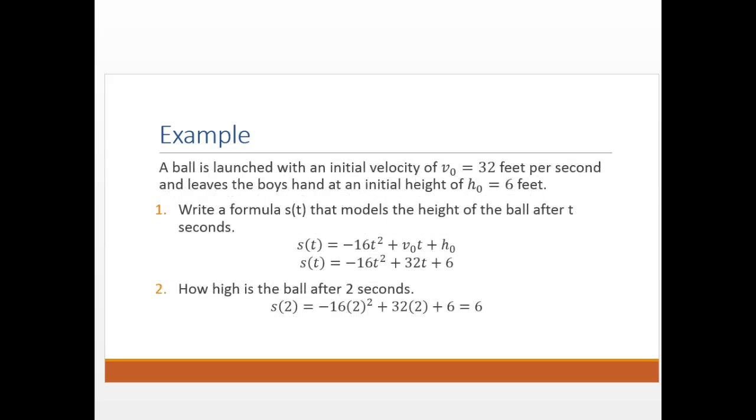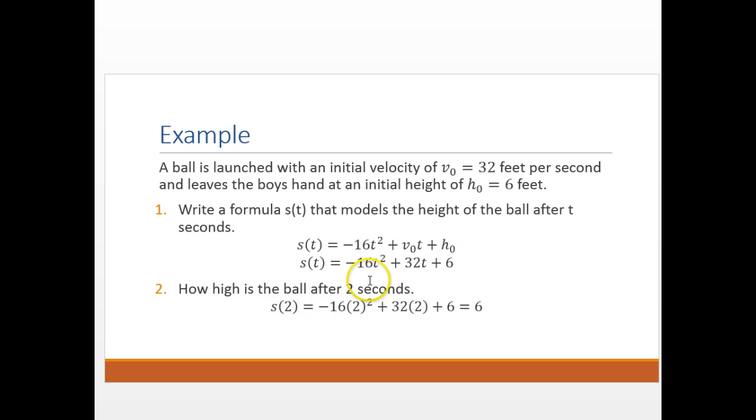Let's look at another example. It says a ball is launched with an initial velocity of v0 is 32 feet per second and leaves the boy's hand at an initial height of 6 feet. Write a formula that models the height of the ball after t seconds. This is a standard formula for height of a projectile thrown at a specific height. It's s of t equals -16t squared plus v0 t, that's the initial velocity, plus h0, which is the initial height. So s of t in this case is -16t squared plus 32t plus 6.